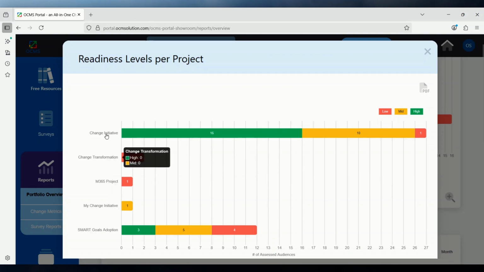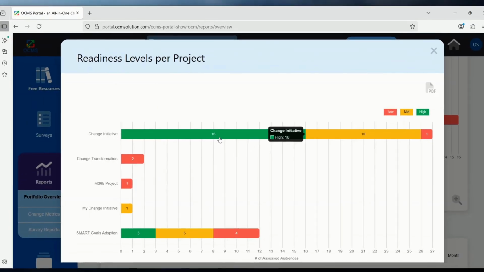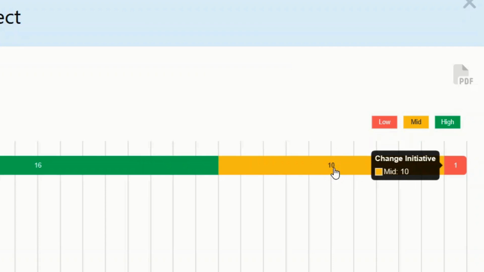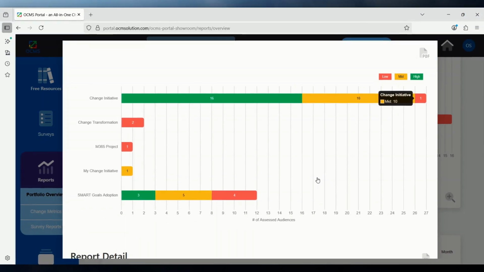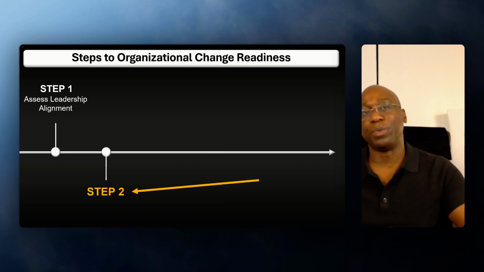You will see there are multiple projects that are impacting different audiences across the organization. One of those projects, Change Initiative, has 16 impacted individuals that are ready for the change, 10 individuals that have a mid-level readiness, and 1 individual that has a low readiness. So when you show your leadership this holistic picture across different projects, they find a lot of value in that. So just one of those things that I consider a quick win for you to keep in mind and share with your leaders. Which moves us to step 2.